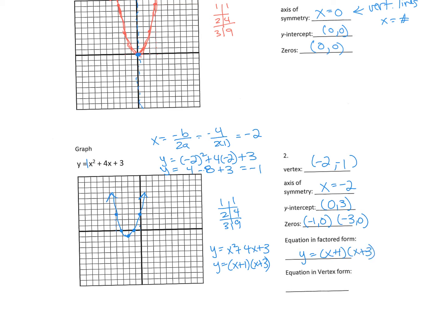So now vertex form. Okay, remember from when we did page 13, vertex form is y equals a times (x minus h) squared plus k.